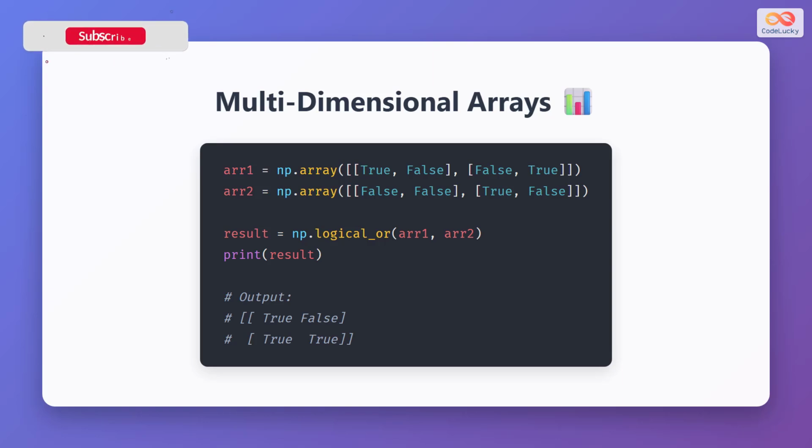The logical OR function seamlessly handles multi-dimensional arrays. Here we have two 2x2 matrices. Array 1 contains true, false in the first row and false, true in the second row. Array 2 has false, false in the first row and true, false in the second row. The function performs element-wise OR on each corresponding position, giving us a result matrix where each element reflects the OR operation of the corresponding elements.